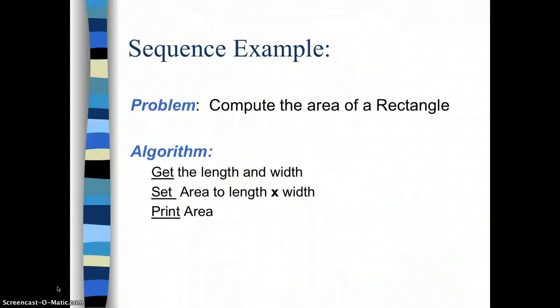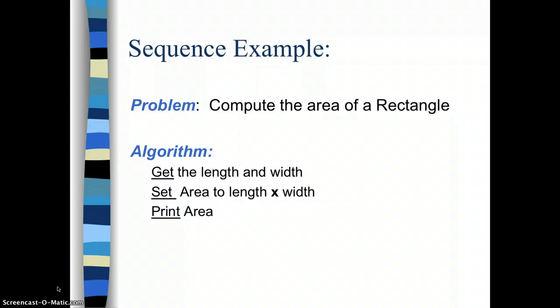So here's an example of a sequence control structure. The problem is to compute the area of a rectangle, and the algorithm to do that is basically three steps. The first step is you have to get the input, so you have to get the dimensions. So it would be get the length and width.